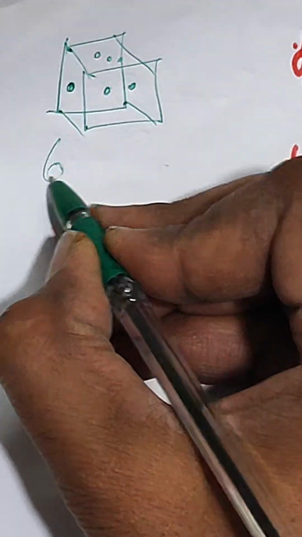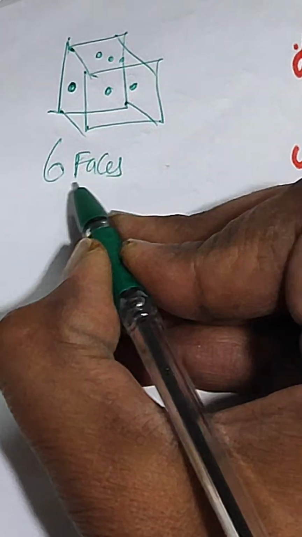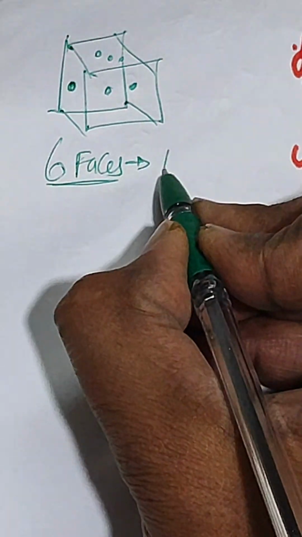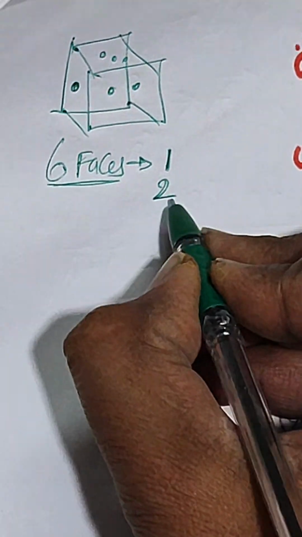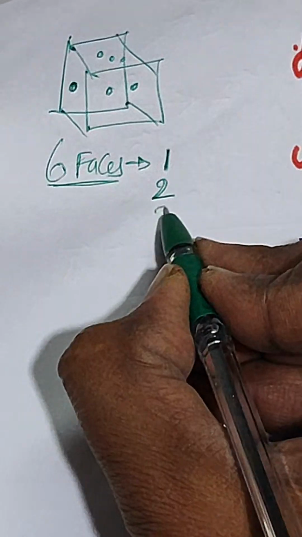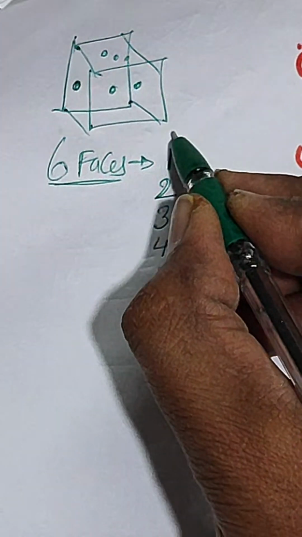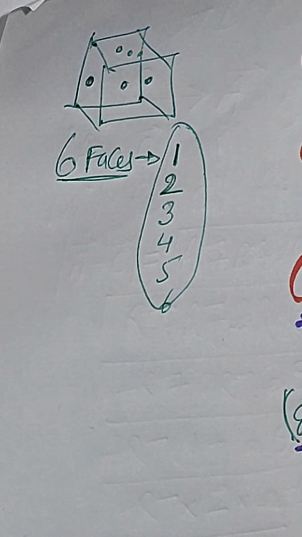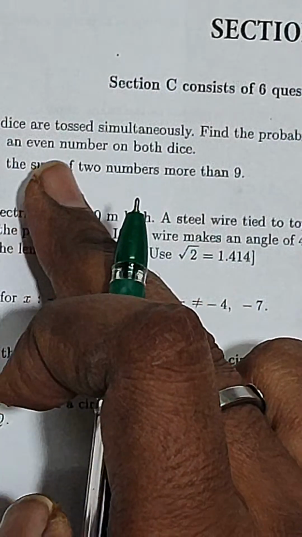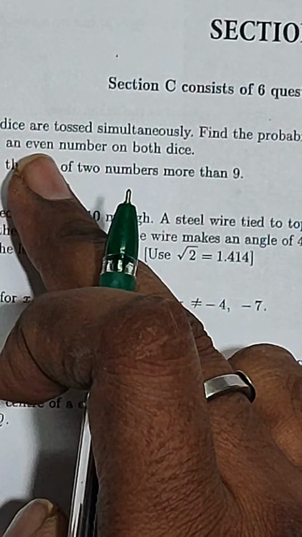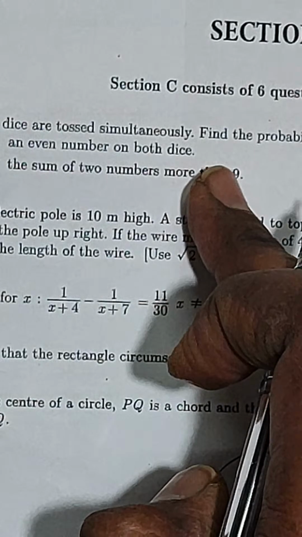So total 6 faces, and the number marked into those faces are 1, 2. They are not marked as number, but they are dots. 1, 2, 3, 4, 5, and 6. These are the 6 faces covering the dots. Now the question to us was, when the dice are tossed simultaneously, then even number on both dice.